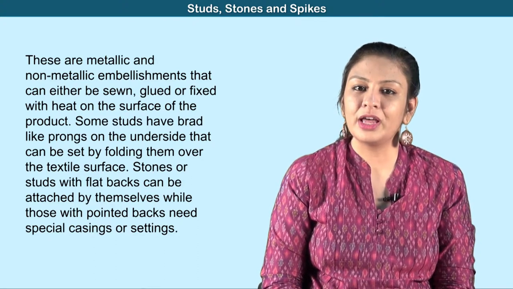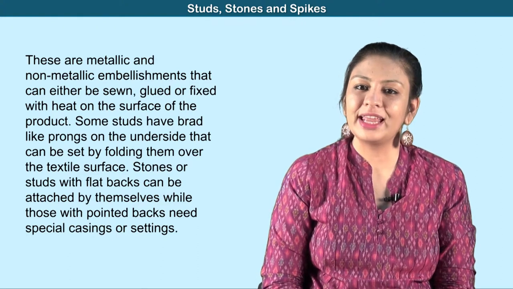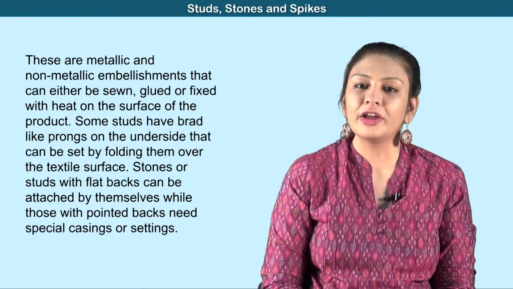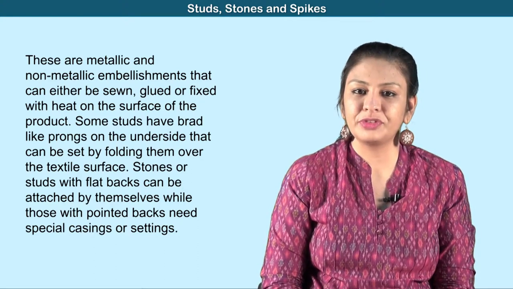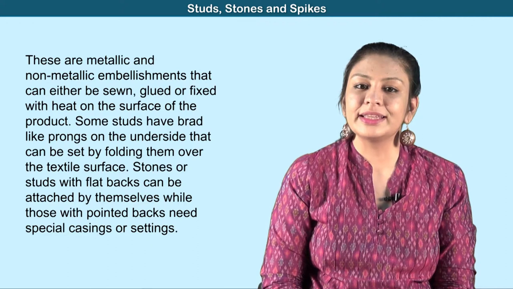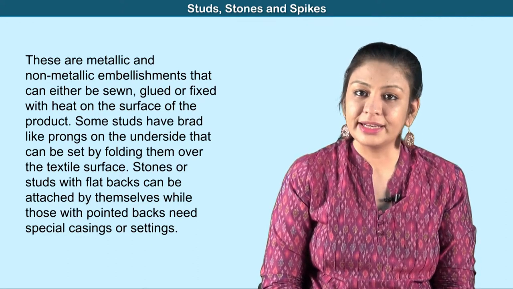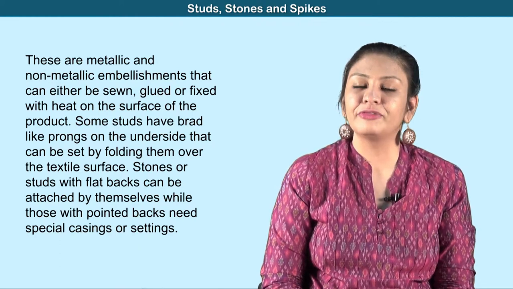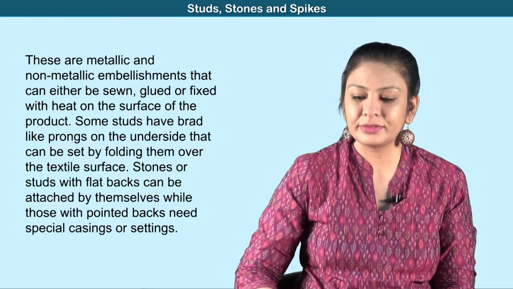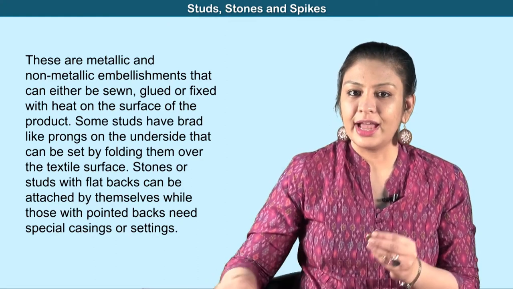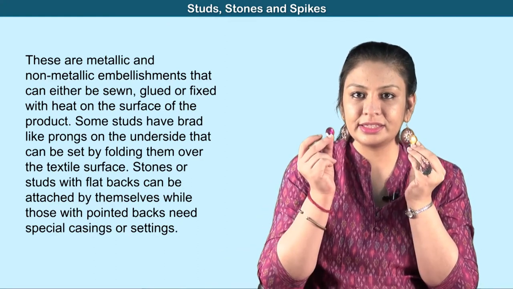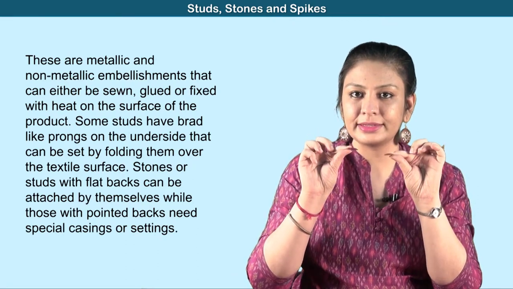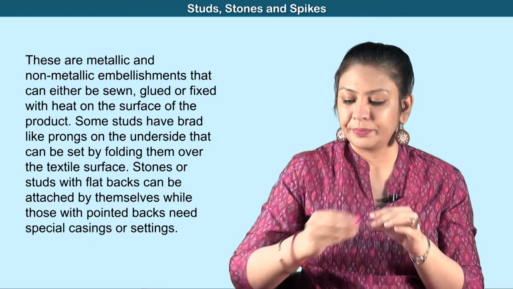These are small metallic and non-metallic embellishments that can either be sewn, glued, or fixed with heat on the surface of the product. Some studs, like brads, have prongs on the underside that can be set by folding them over a textile surface. Stones and studs with flat backs, such as flat rhinestones, can be attached by themselves by sewing or gluing.